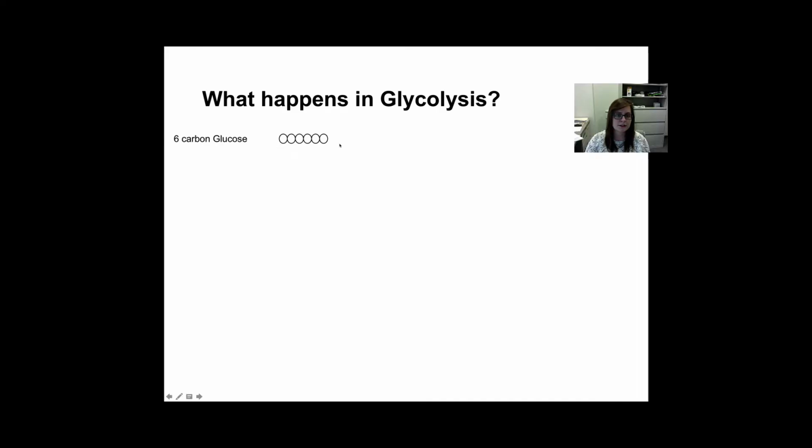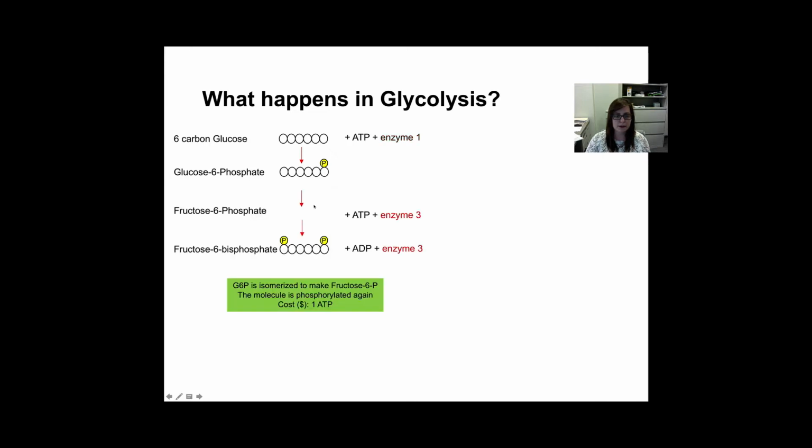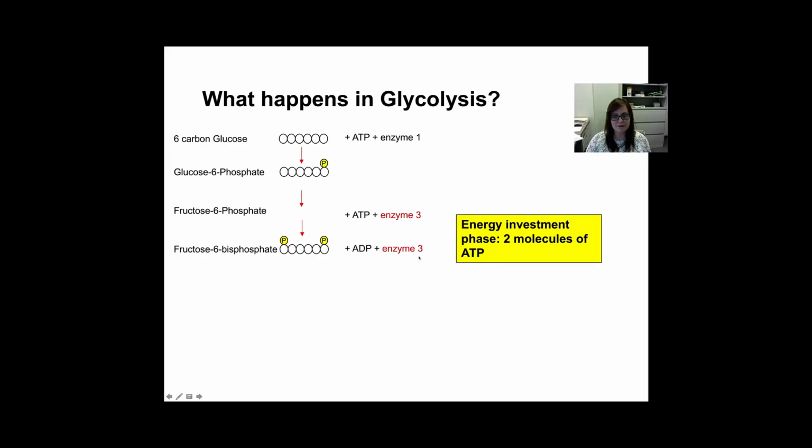So here's our 6-carbon glucose. In the first step of glycolysis, glucose is phosphorylated by enzyme 1 to make glucose 6-phosphate. This took 1 ATP to make this molecule. We then have 2 more reactions: this glucose 6-phosphate isomerizes, so it changes shape, and becomes fructose 6-phosphate. Then in the next reaction, we spend another ATP to phosphorylate this again to make fructose 1,6-bisphosphate. So now we've spent another ATP. This is the energy investment phase of glycolysis. We've spent 2 molecules of ATP.